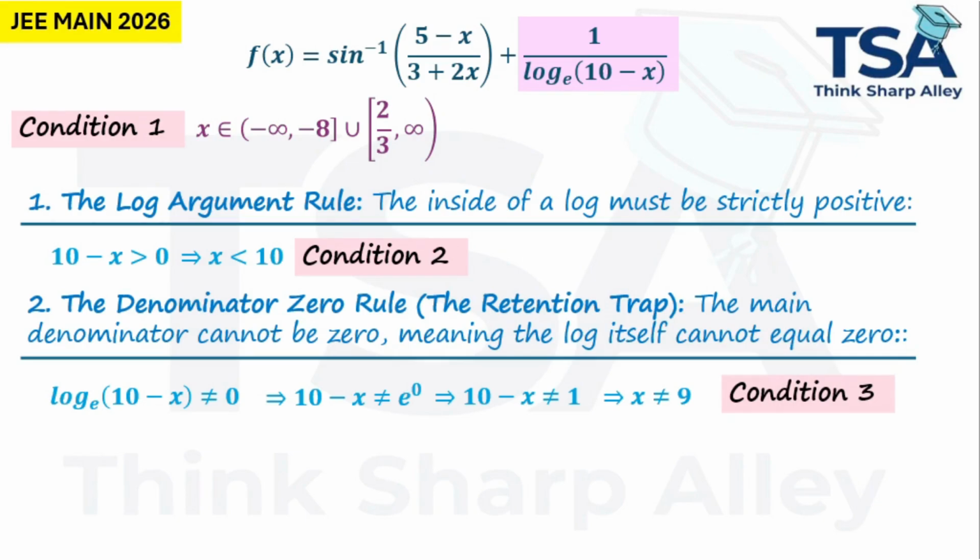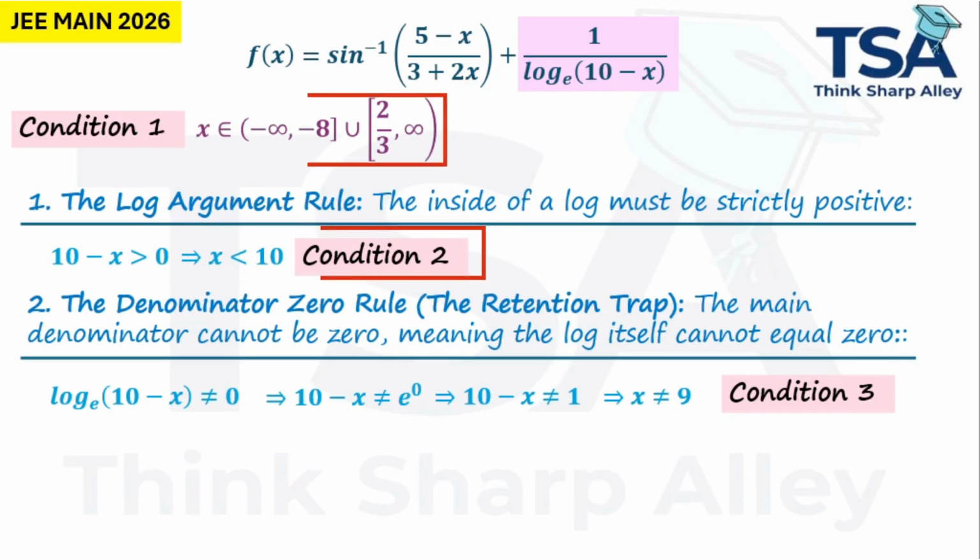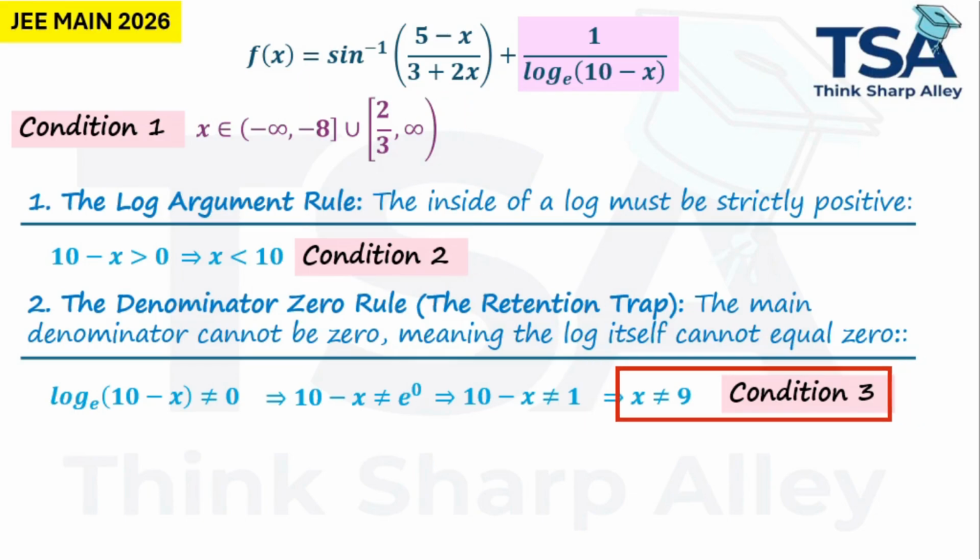And now comes the easiest part. We don't solve anything new. We simply intersect all three conditions. From the inverse sine condition, we have these two allowed regions. From the logarithmic condition, we must stay to the left of 10. And from the denominator condition, we must remove x equal to 9. So we simply combine all the restrictions.